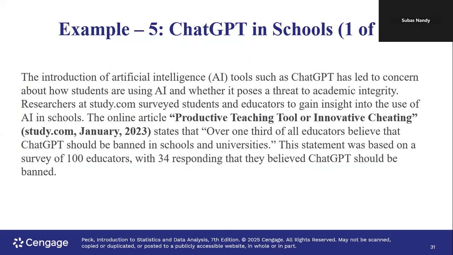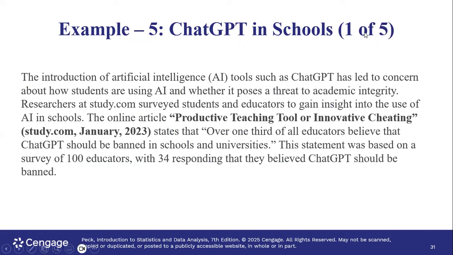The introduction of artificial intelligence tools such as ChatGPT has led to concern about how students are using artificial intelligence and whether it poses a threat to academic integrity. Researchers at study.com surveyed students and educators to gain insight into the use of AI in schools. The online article, Productive Teaching Tool or Innovative Cheating, states that over one third of the educators believe that ChatGPT should be banned in schools and universities. This statement was based on a survey of 100 educators, with 34 responding that they believe ChatGPT should be banned.